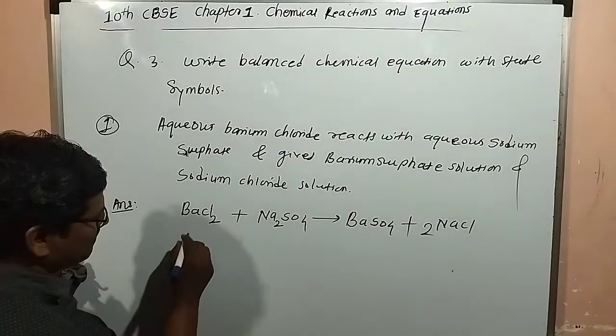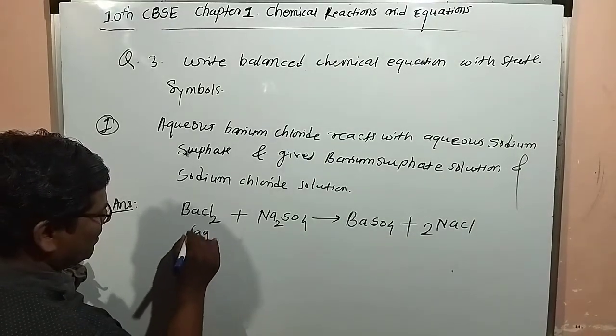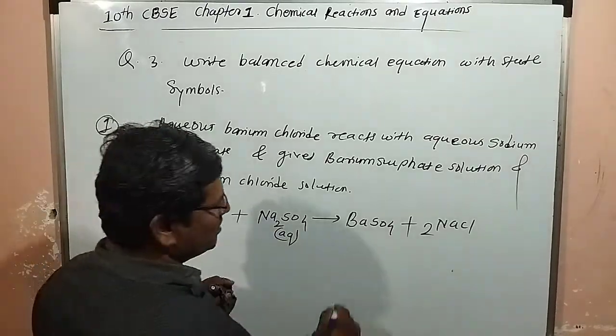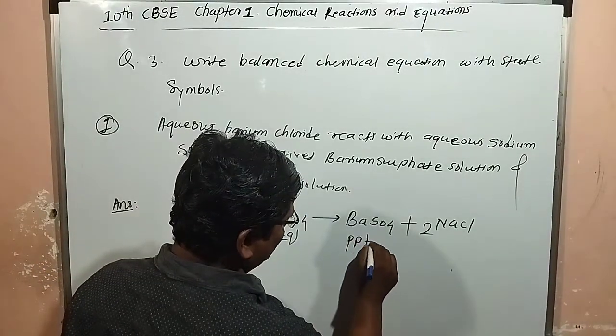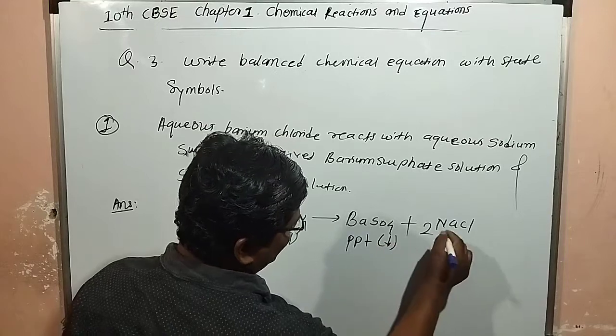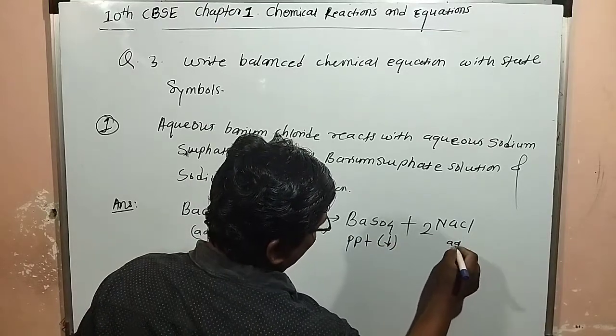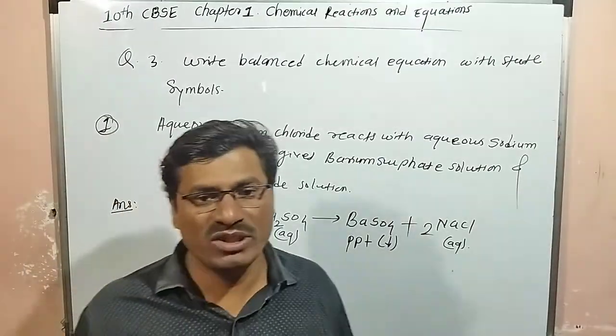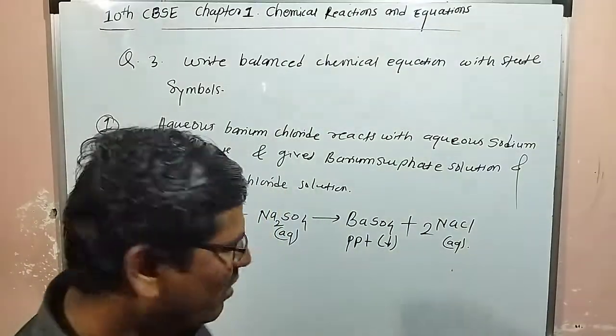So we have to write the state symbols here. This one is aqueous. This one is also aqueous. This one is a precipitate, PPT, you can put a downward arrow here. And this one is an aqueous solution. Aqueous means solution in water.